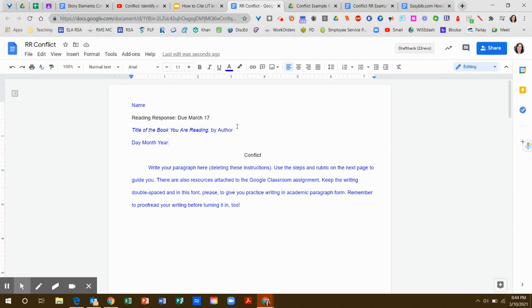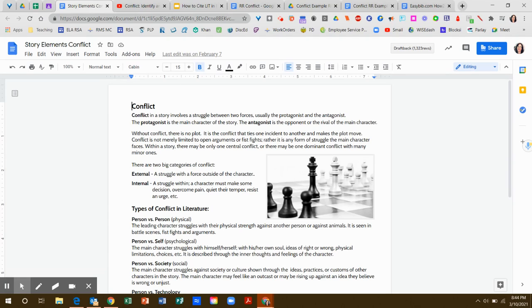is, first of all, have the right document, obviously, up here where you've changed the name and you have the title of the book that you are reading with the author. Correct the date, month, and year so that it reflects whatever today's date is. And then you also will probably want to have some sort of resource to help you remember what the 6 types of conflicts are that we've been working with.